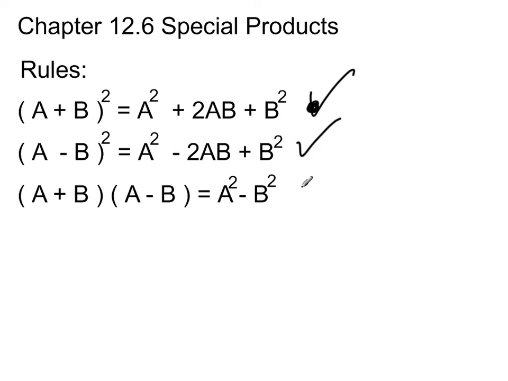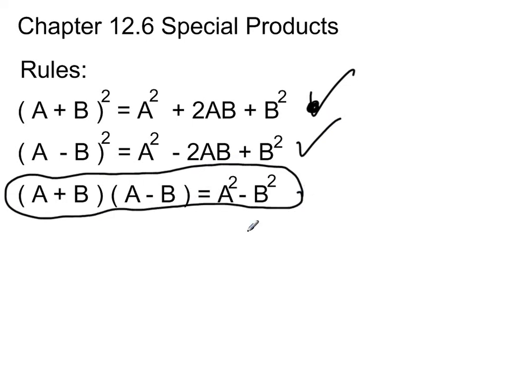Last but not least, this one's one of my favorites. It even has a special way to say it. We say the product of a sum and a difference, so there's a product because they're being multiplied together, is a difference of 2 squares. And now, kind of a fancy way to do it. Let's go ahead and look at it. So we have a product going on here. We're multiplying 2 things. One of them is a sum, and the other is a difference. And it's really just a binomial times a binomial.